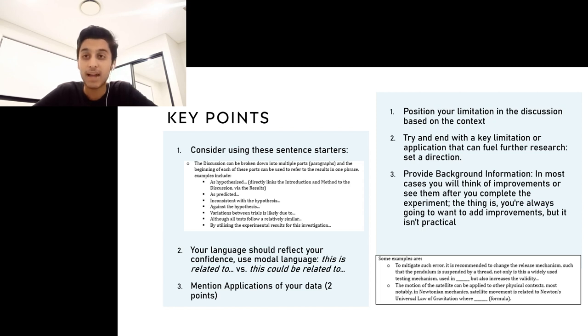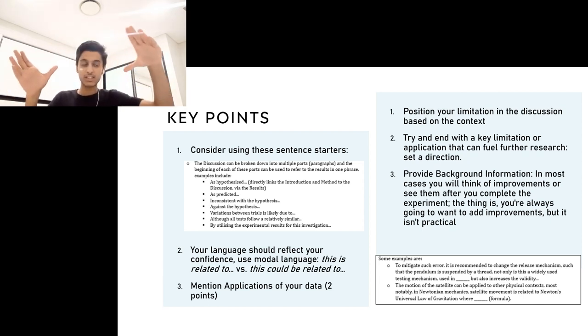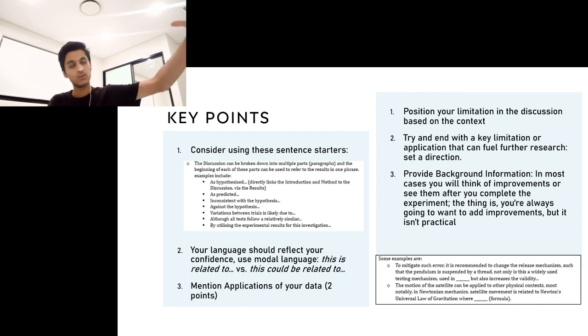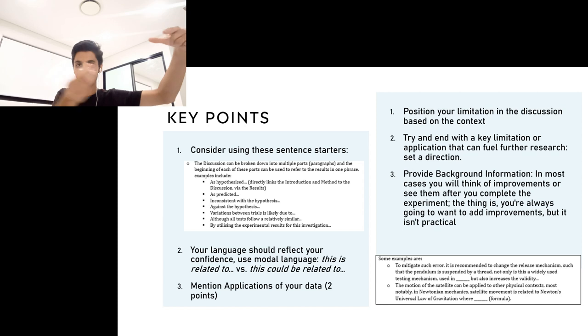So you want to provide background information. So let's take a look at this deeply. Let's say you're talking about a specific point. Let's say you're talking about a specific limitation. Let's just take the example of a pendulum. Now there's two key ways that I know when it comes to releasing a pendulum. You put your hand, the pendulum's here, you release it, and the pendulum swings.